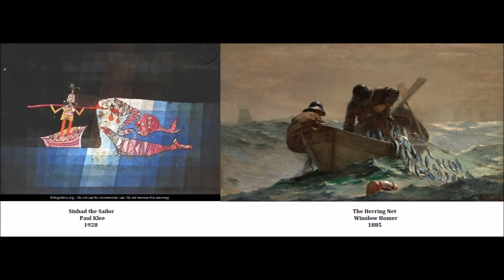Here's the piece I want to show you. The painting on the left is called Sinbad the Sailor by a Swiss artist named Paul Klee, and the painting on the right is called The Herring Net by an American artist named Winslow Homer. So I want you to take a minute or two to hit pause, and think about or discuss, if you're watching this with someone, how are these two paintings the same and how are they different? So hit pause now and take a minute to do that.